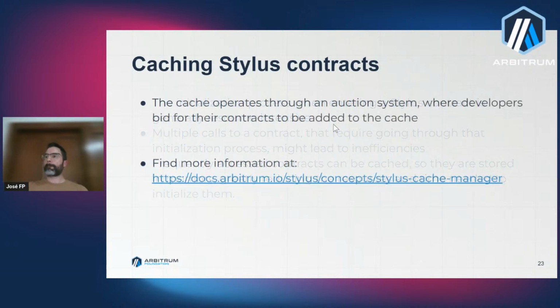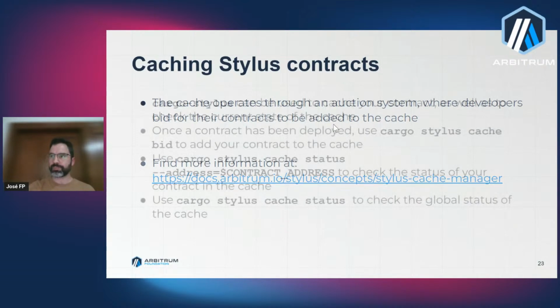Now, the cache also operates through an auction system. When you want to have your contract cached, you bid for your contract to be cached with a certain amount, with one wei, two wei, whatever amount you want based on what is already in the cache. The cache is going to tell you the minimum bid for your contract to be cached, and whether the bid that you added is enough or not. I don't want to go too deep into this, but if you want more information, just go to docs.arbitrum.io. In the Stylus section, there is a caching page that goes through all this process.